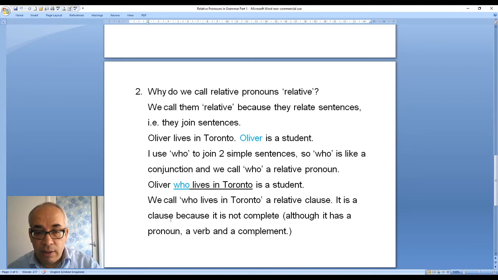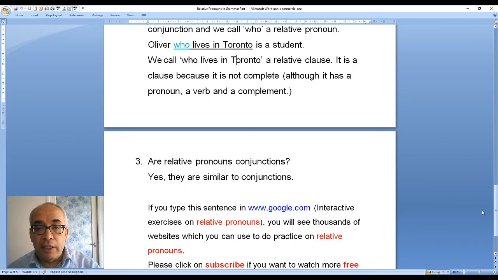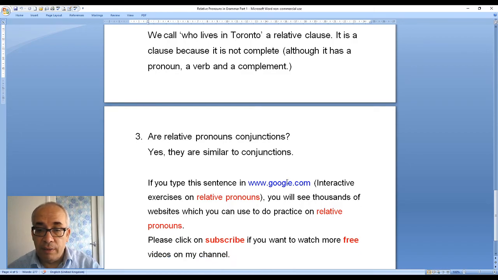It is a clause because it is not complete, although it has a pronoun, a verb and a complement. So who is a pronoun, lives is a verb, and in Toronto is a complement, but who lives in Toronto is a clause. Why? Because it is not complete. Very good. Are relative pronouns conjunctions? Yes, they are similar to conjunctions because they join sentences together.